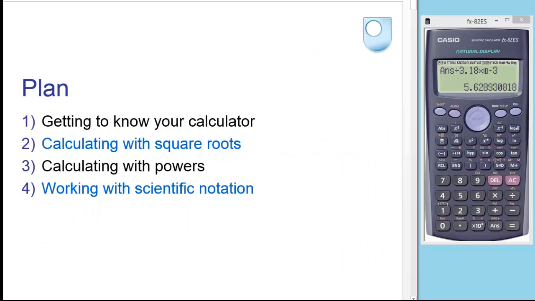In this session, what I plan to do is give you a little help getting to know your calculator. We'll then have a look at some sample calculations such as calculating with square roots. Then we'll have a look at calculating with powers and then talk a little bit about working with scientific notation.